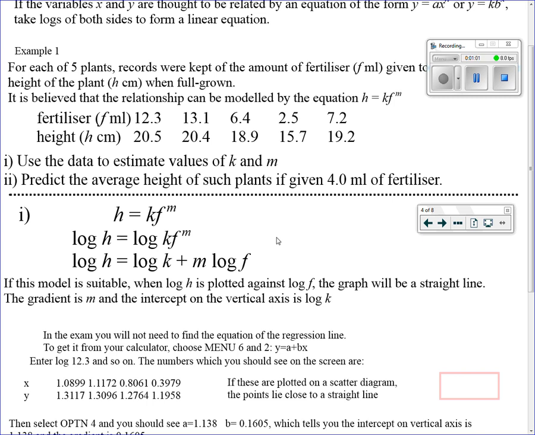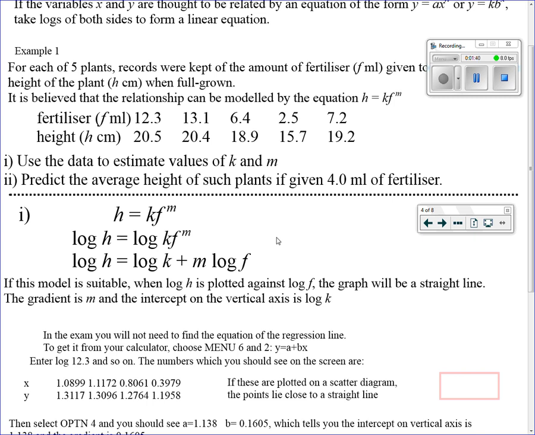In the exam, you won't need to find the equation of the regression line, but we'll do it just on a calculator to see how the first one works. So choose menu 6 and then y equals a plus bx. Because the variables we're working with are log h and log f, what you need to enter into the x column are the logs of the f values. So enter log 12.3, log 13.1, and so on. And into the y column, put log 20.5, log 20.4.